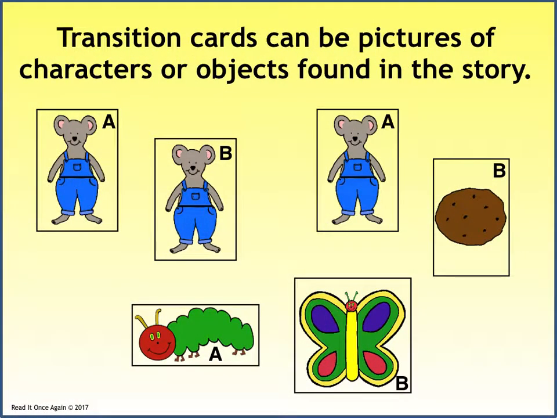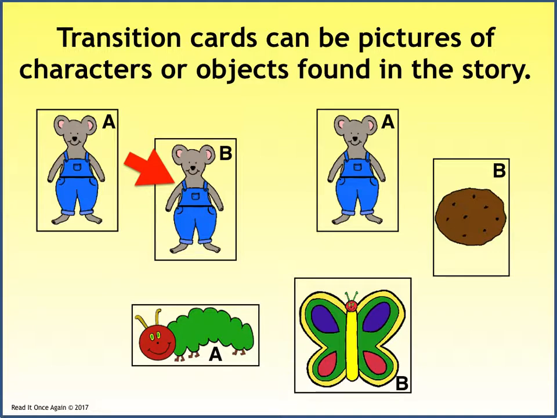Transition cards can be pictures of characters or objects found in the curriculum story of the month. Let's say, If You Give a Mouse a Cookie. For very young children, you would use the same picture. For example, if you want the child to transition from circle time to a work center, give the child a picture of the mouse, point A, and tell him to take it and find another mouse at the cutting table in the work center, point B.